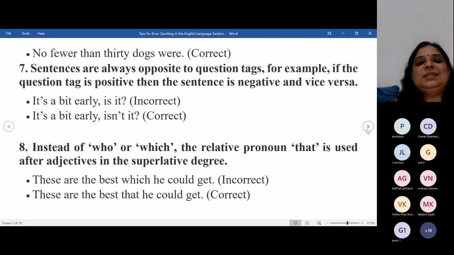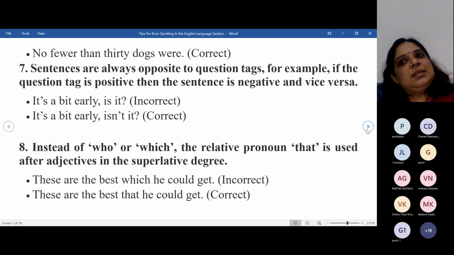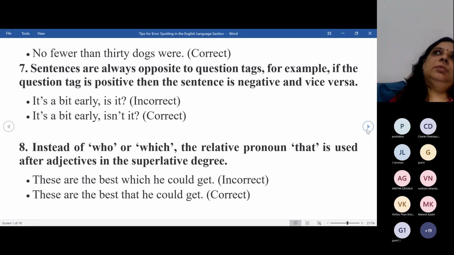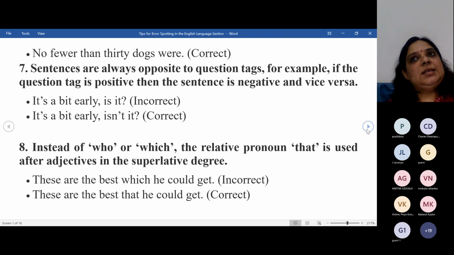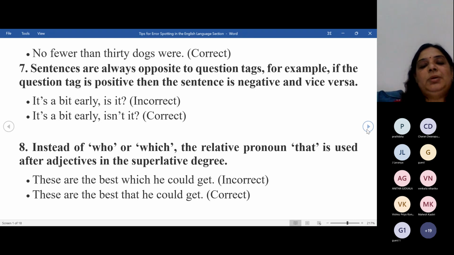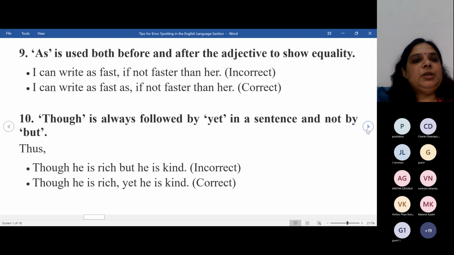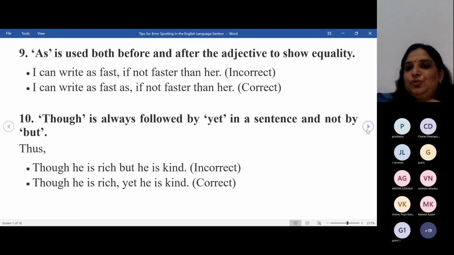And for the positive, it is always "as." Like, Rita is as good as Meeta. Sugar is as sweet as jaggery. Or you can say tamarind is as sour as lemon. So when you're using the positive degree, it is always "as." So with the degrees of adjectives, I've just given you three things, so you remember these three things. Now coming to "as," it is used both before and after the adjective to show equality.